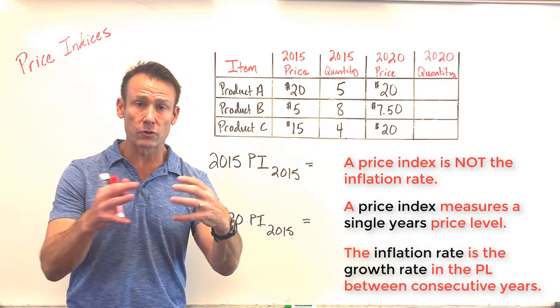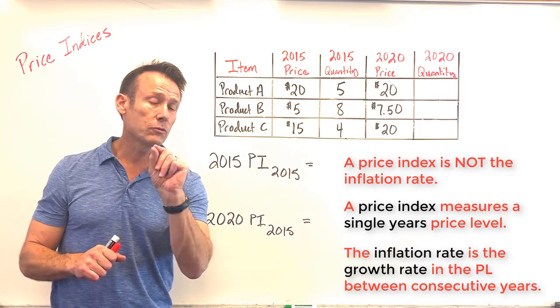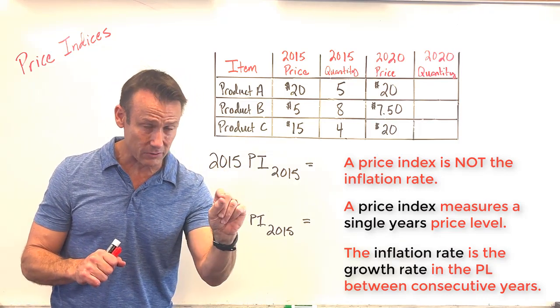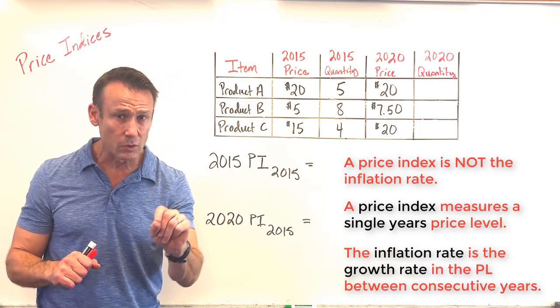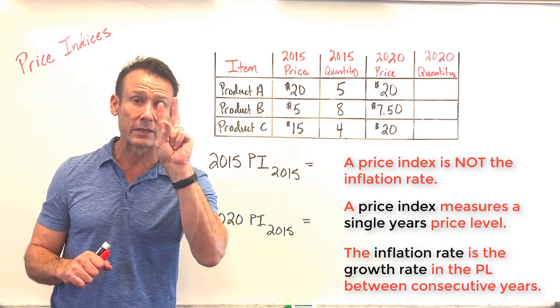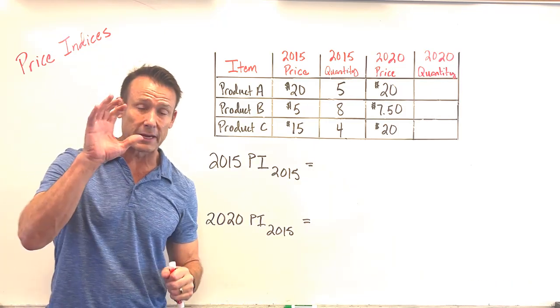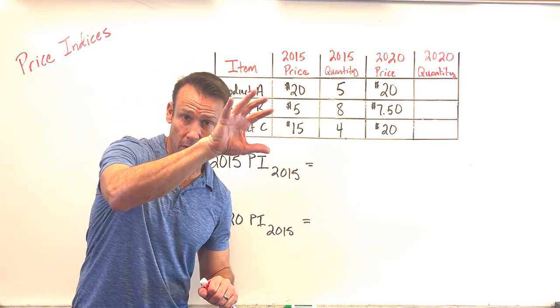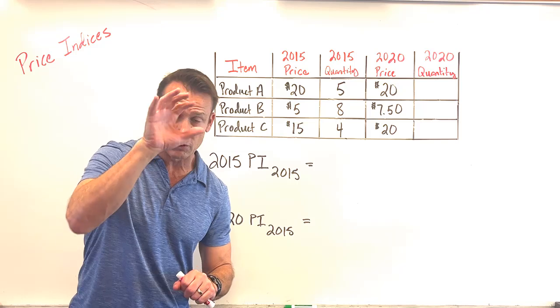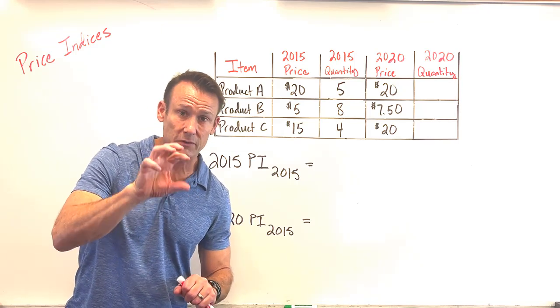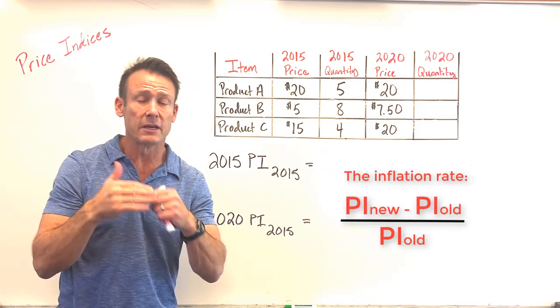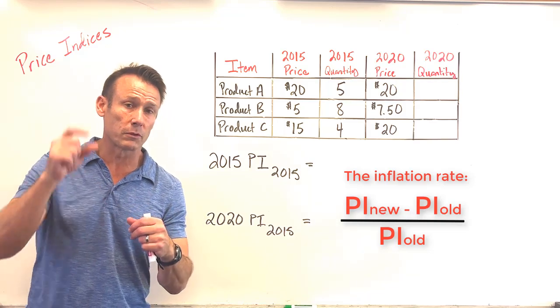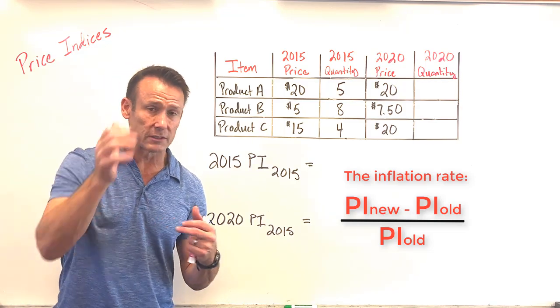Now, here's where the two kind of come together. If you want to measure the inflation rate, which is very important, and we definitely do, you need two price indices. That's right, you need two price indices. You need a current year's price index and the previous year's price index. And you can take the difference between those two and divide it by the previous year's price index. It's basically an application of the formula new minus old over old, or final minus initial over initial.